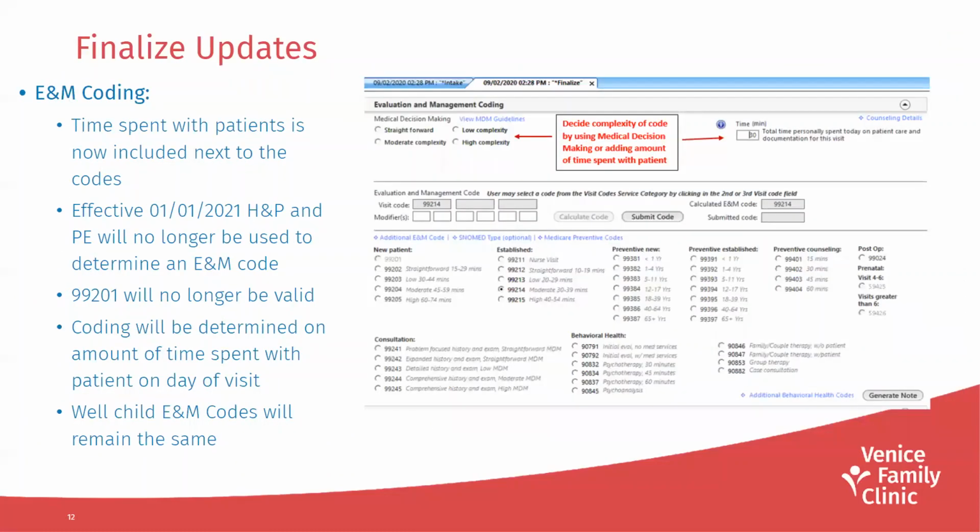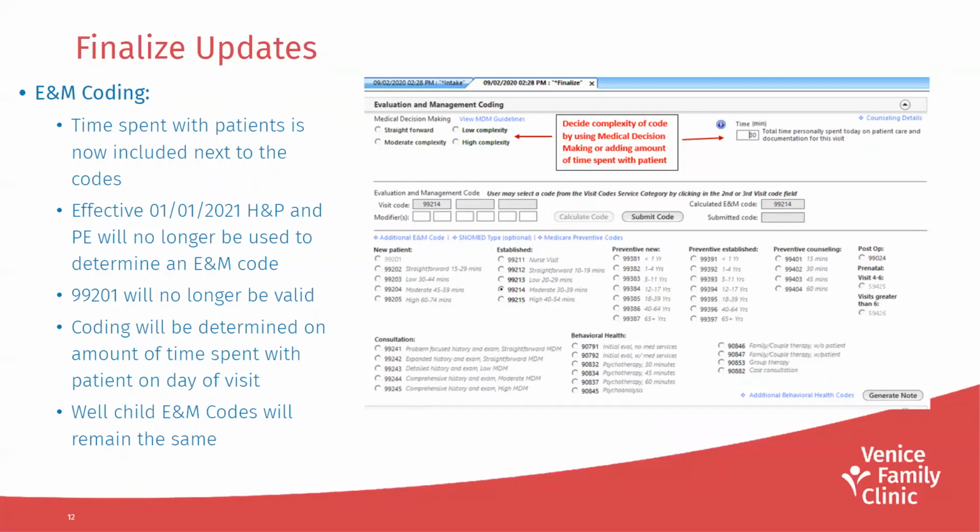Finalized update. I do want to point out that these changes do not become effective until January 1st, 2021. So what that means is that from today and on to January 1st, billing will be done as usual. What these new changes occur is just the format of calculating an E&M code has been changed.